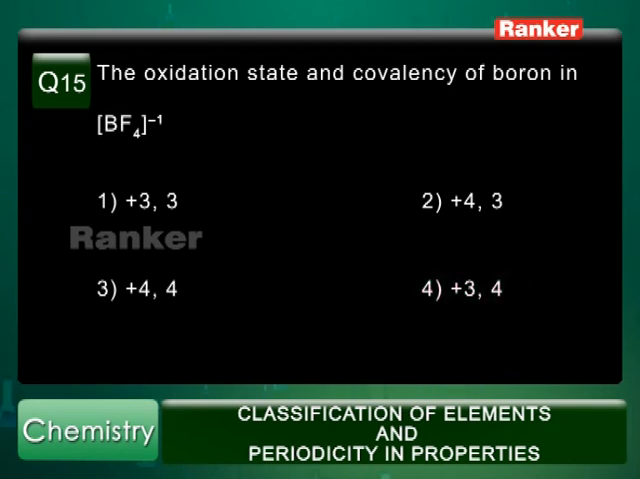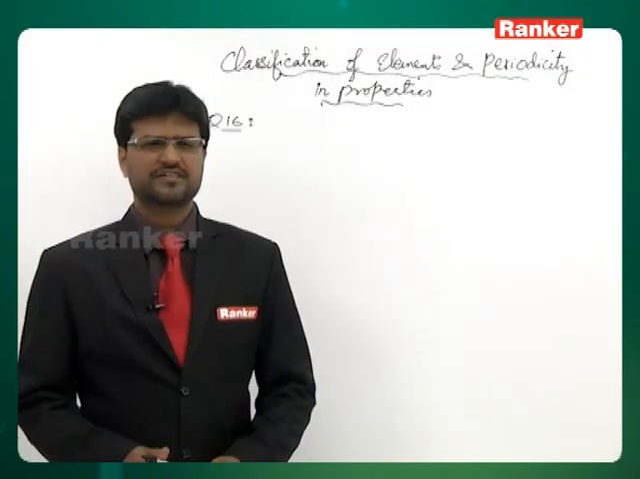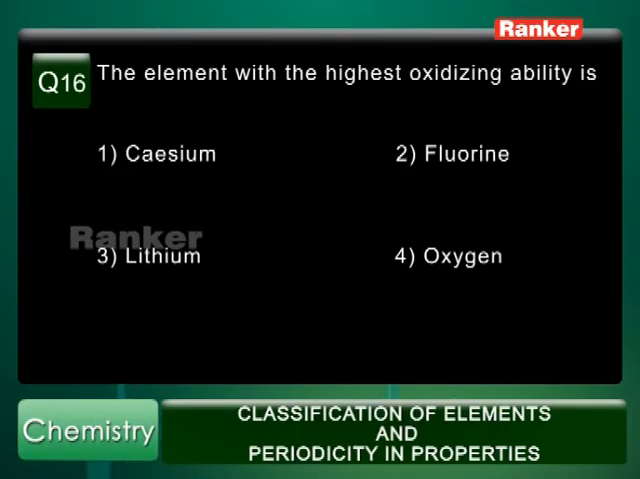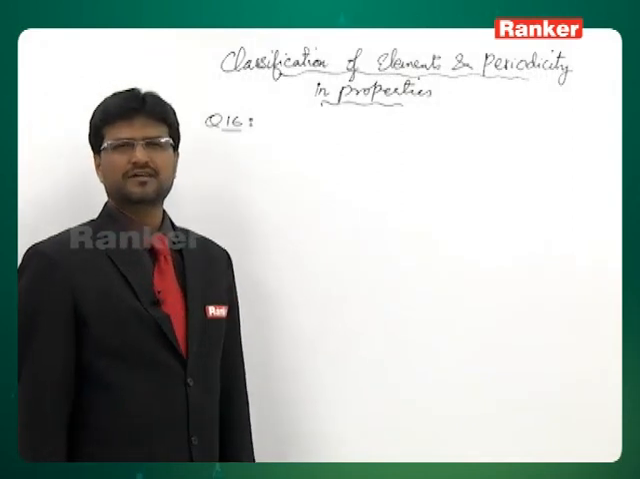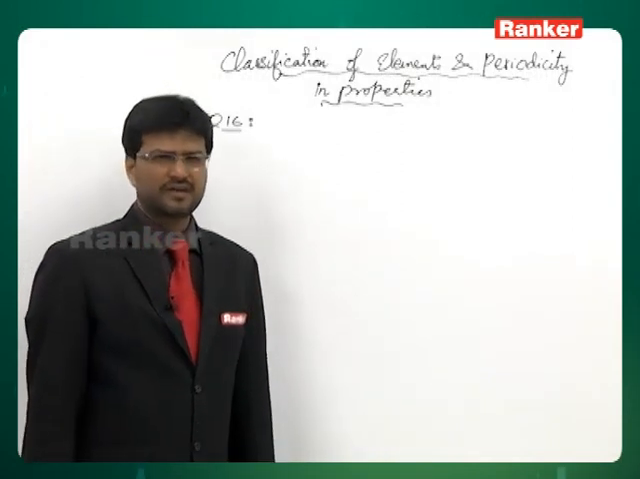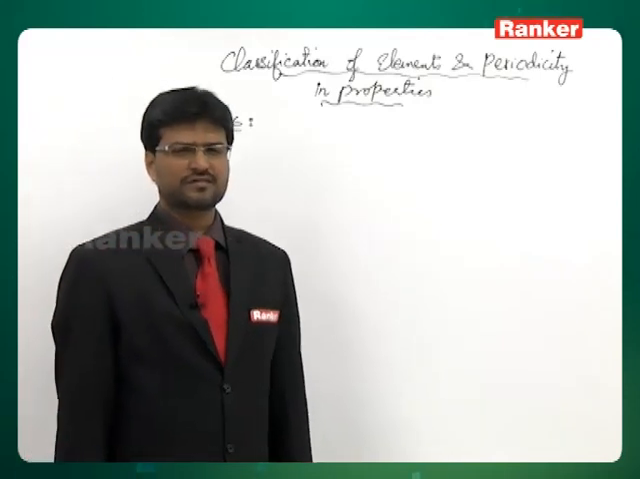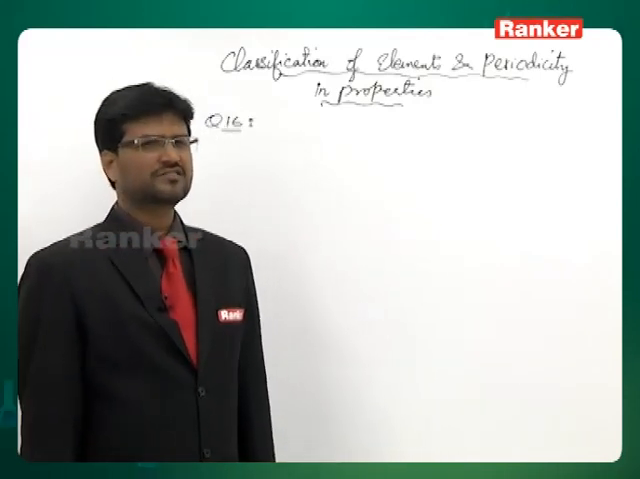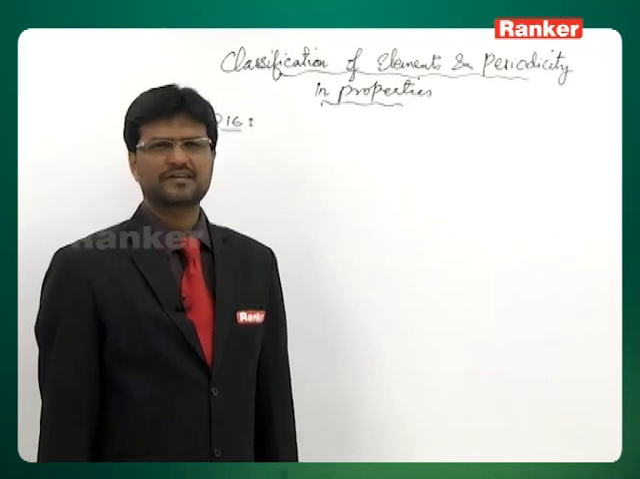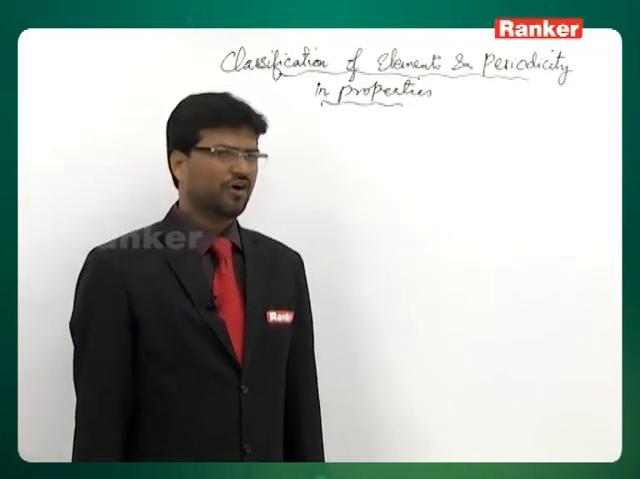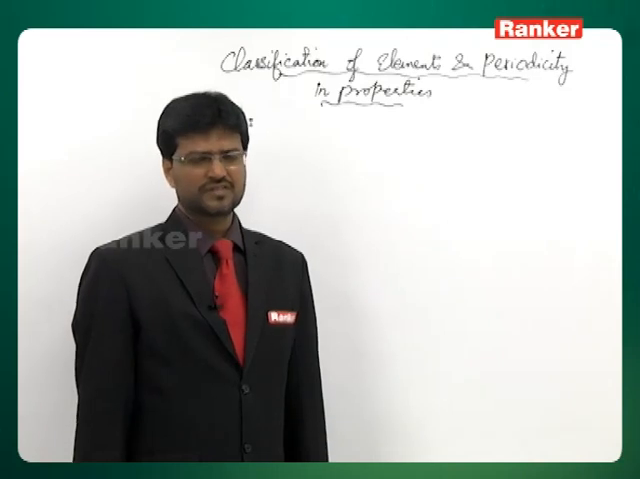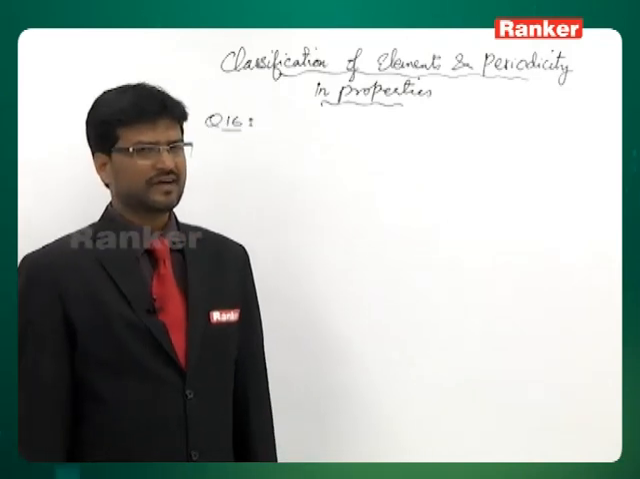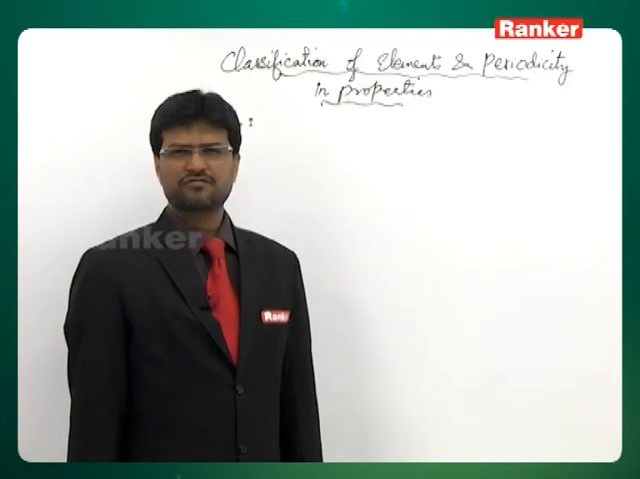Covalency corresponds to number of covalent bonds formed by an atom of element. Question number 16. The element with highest oxidizing ability is. See, oxidation means loss of electron and reduction means gain of electron. So for an element to have highest oxidizing ability, it should have an ability to accept electron and oxidize another substance. So the element which has highest ability to accept electron among them is fluorine.